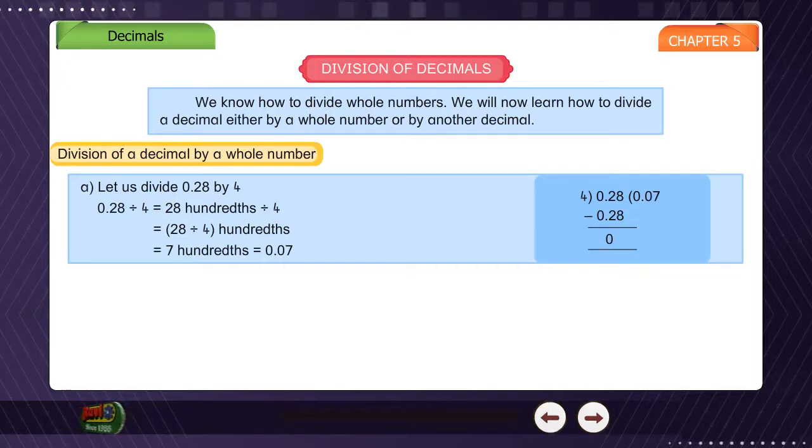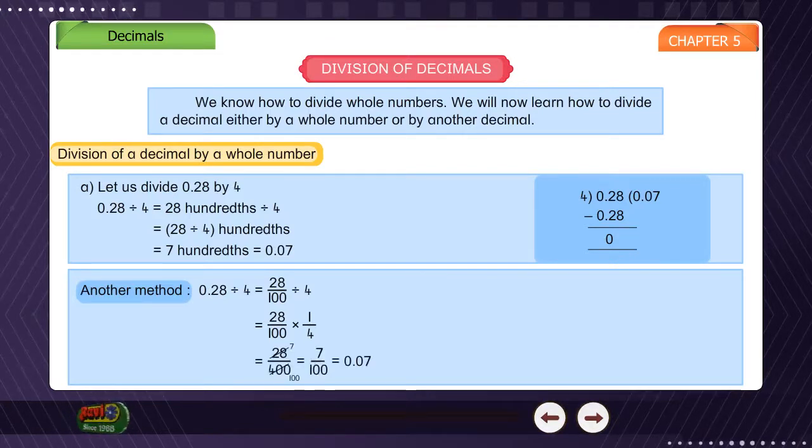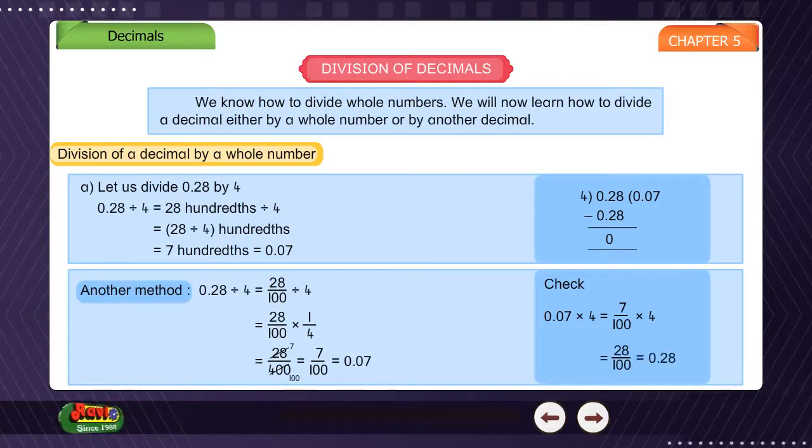0.07. Another method: 0.28 divided by 4 is equal to 28 by 100 divided by 4, which is equal to 28 by 100 into 1 by 4, which is equal to 0.07. Check: 0.07 into 4 is 7 by 100 into 4, which is equal to 28 by 100, which is equal to 0.28.